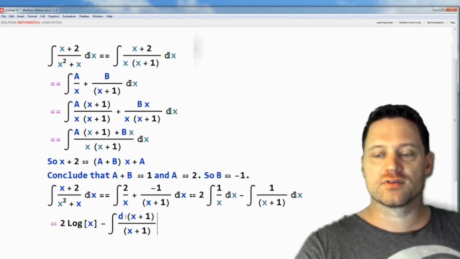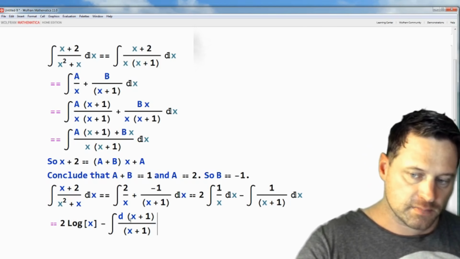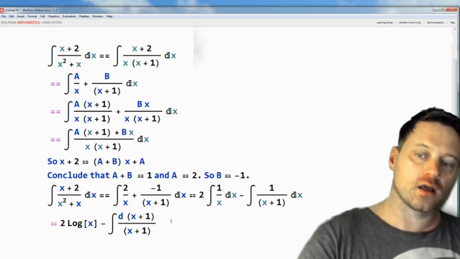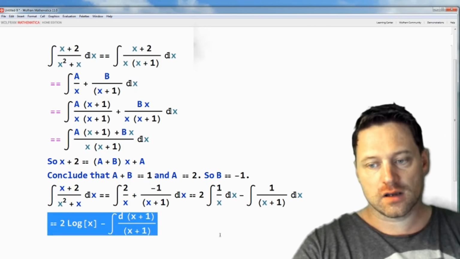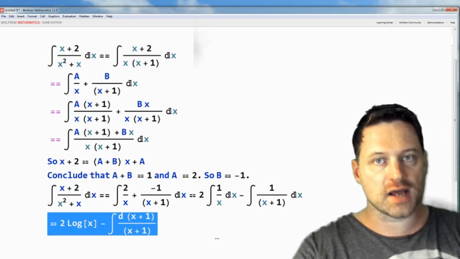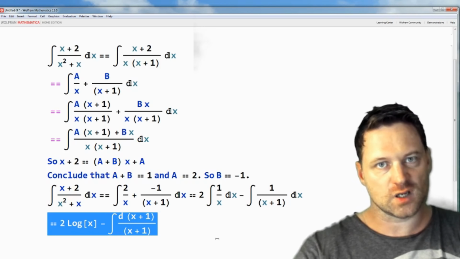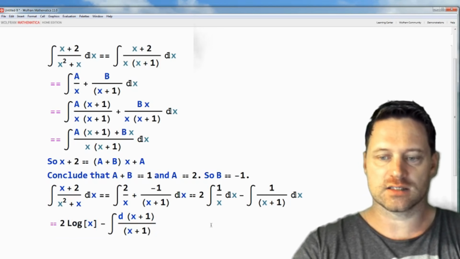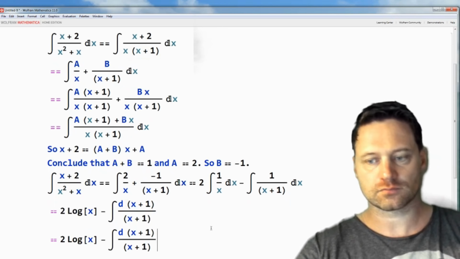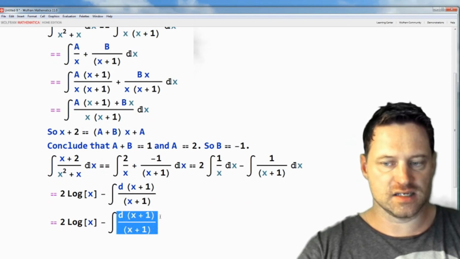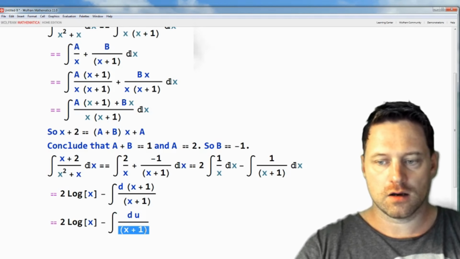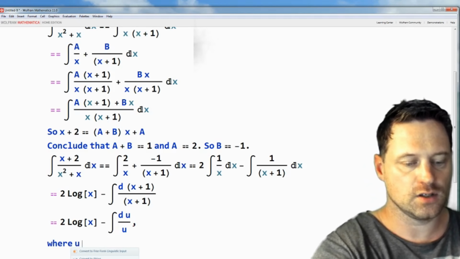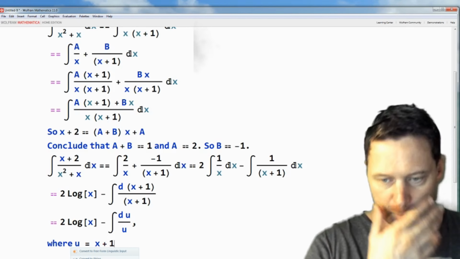Okay, now if you introduce another letter, let's say the letter u, where u is equal to x plus 1, well then you have the integral of 1 on u with respect to u. Okay, so let's include another line. Let's say du over u, where u is equal to x plus 1.